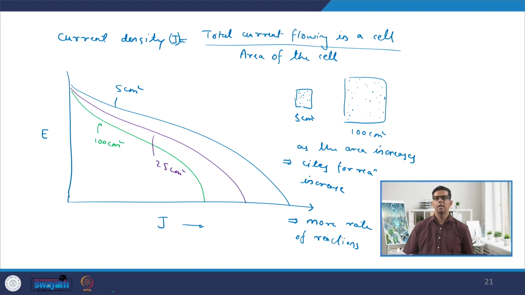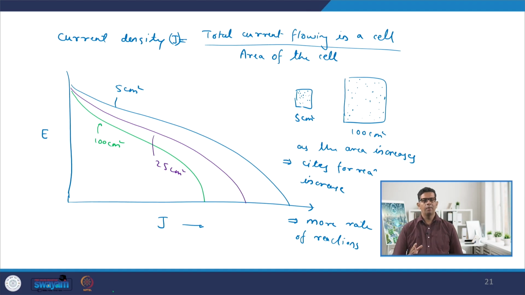And as we understand, the more the rate of reaction, the more electrons per unit time in the circuit, and that ultimately leads to higher current. That is one of the reasons why larger area cells have more current output compared to smaller cells.